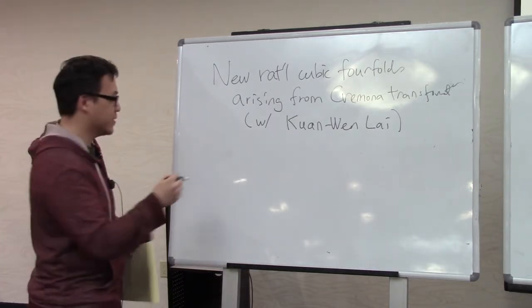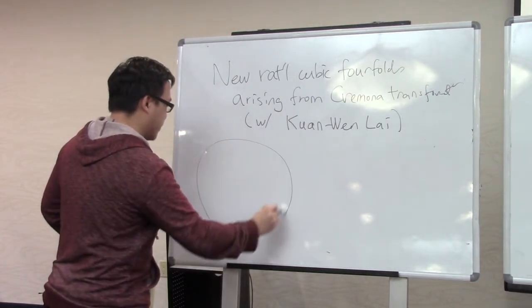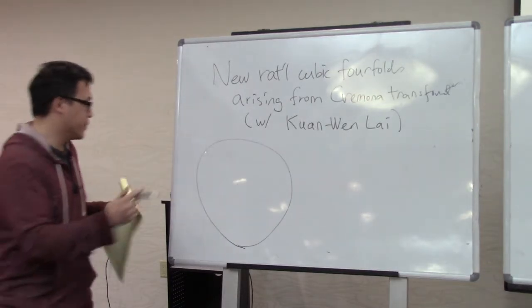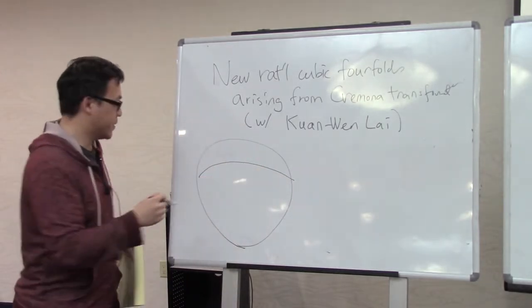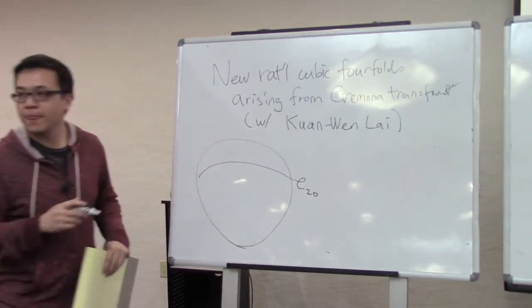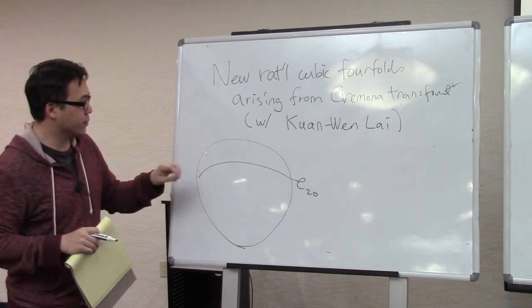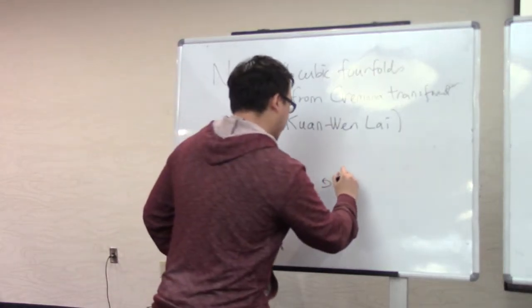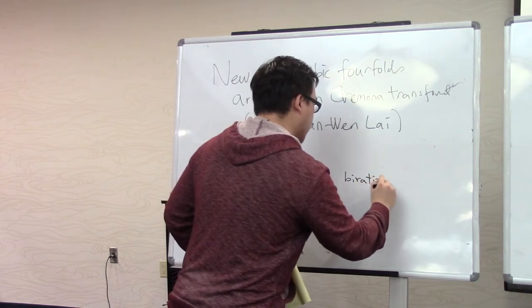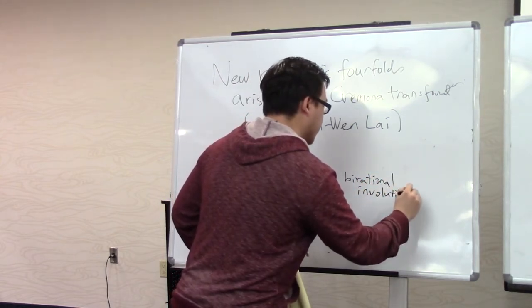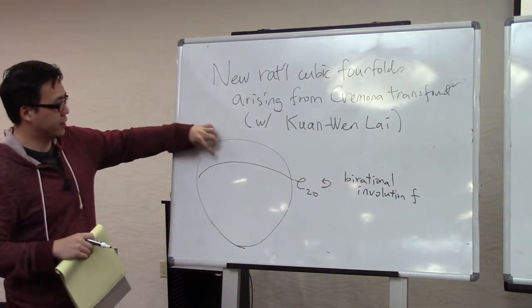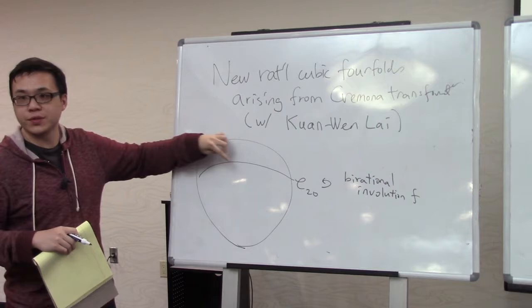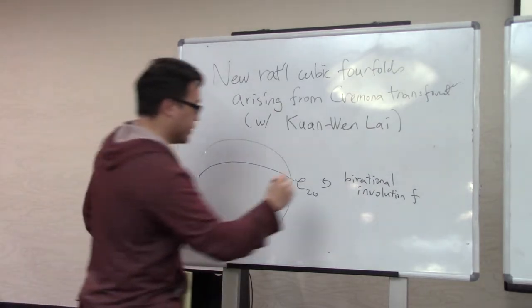So the outline is the following. Let me draw a picture. Say this is the moduli space of all the cubic fourfolds, and we're going to study a particular divisor. Later I'll define what this divisor is. Let's denote this by C20. We define a birational involution on this divisor. Let's call this F. It will send a cubic fourfold on this divisor to another cubic fourfold on this divisor, and these two cubic fourfolds will be birational. And that's the first thing.